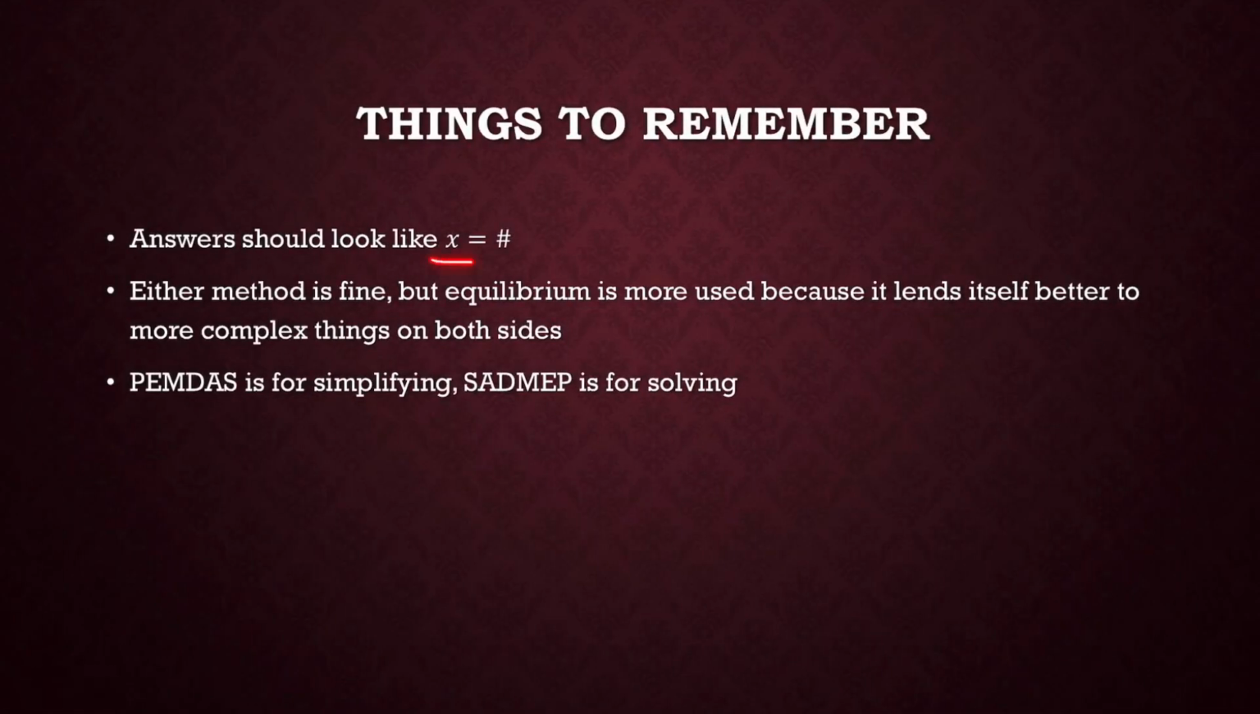So some things to remember: your answer should look like x equals a number. Otherwise, it's not really an answer. It's just a number floating around. Either method is fine, but equilibrium is more used because it's easier for more complex things, and just because a lot of people use it. It doesn't mean it's better. It's something that people have used throughout history, and so you'll see it more commonly used. And then PEMDAS is for simplifying, and SADMAP is for solving, so you always would go in reverse.